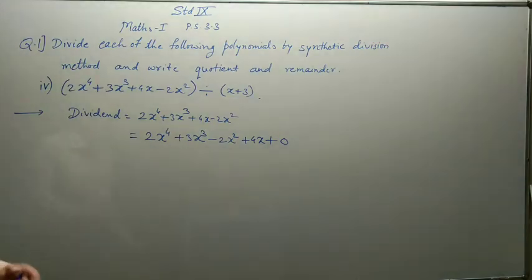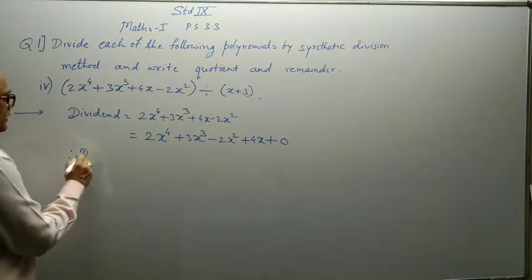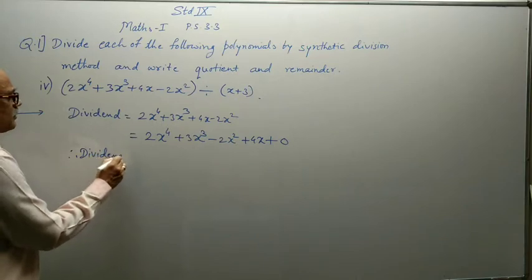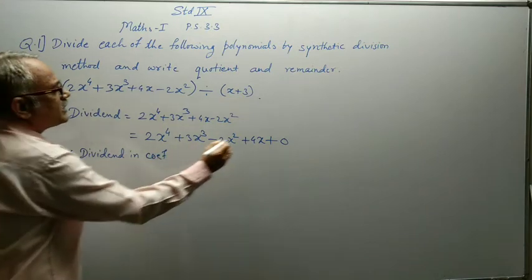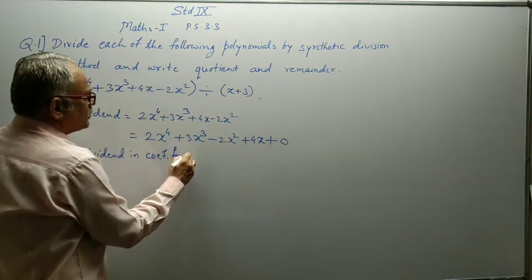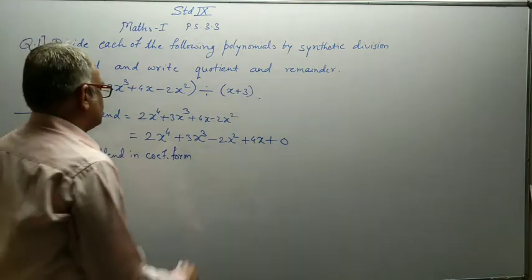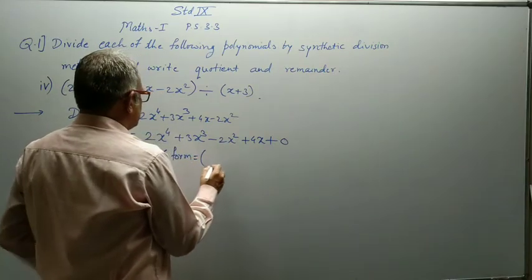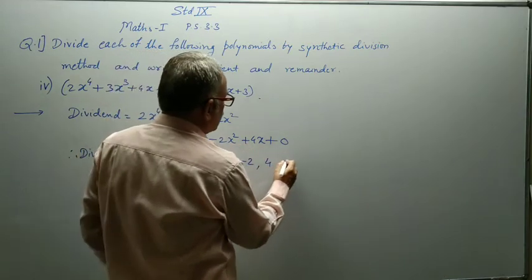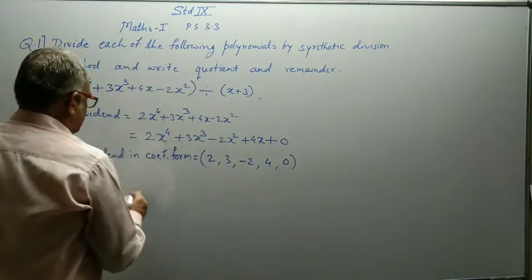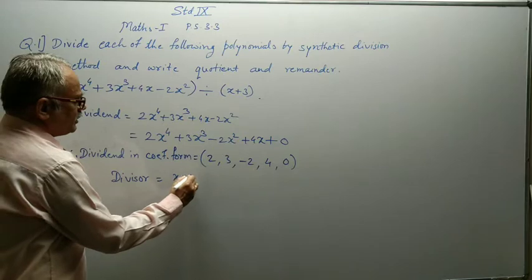The constant term must be written, otherwise the meaning will totally change. Therefore, write the dividend in coefficient form; it is compulsory to write the constant term. The constant term is the last coefficient. Dividend in coefficient form is 2, 3, minus 2, 4, 0. And the divisor is x plus 3.